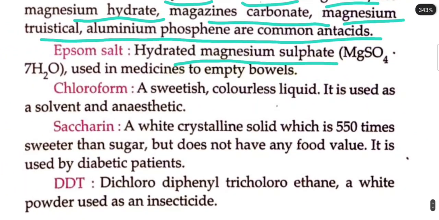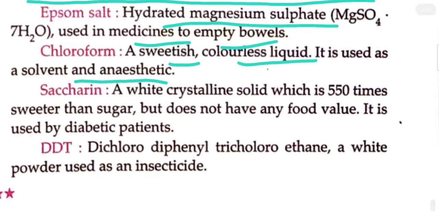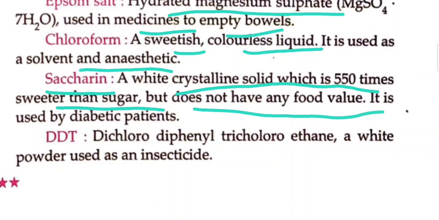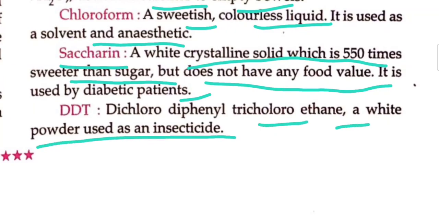Epsom salt, hydrated magnesium sulfate, MgSO4.7H2O, is used in medicines to empty the bowels. Chloroform is a sweetish, colorless liquid. It is used as a solvent and anesthetic. Saccharin is a white crystalline solid which is 550 times sweeter than sugar but has no food value. It is used by diabetic patients. DDT, dichlorodiphenyltrichloroethane, is a white powder used as an insecticide.